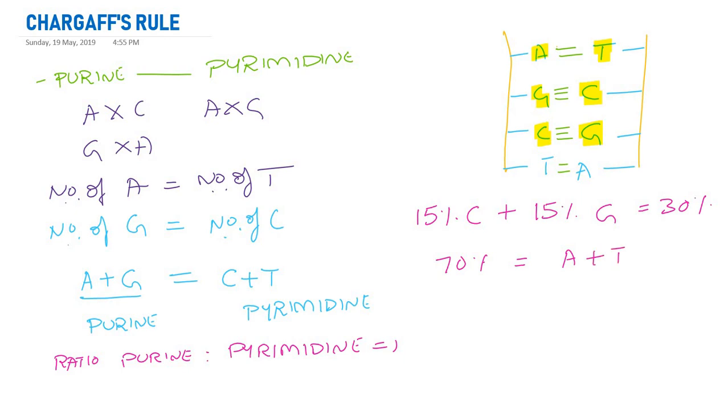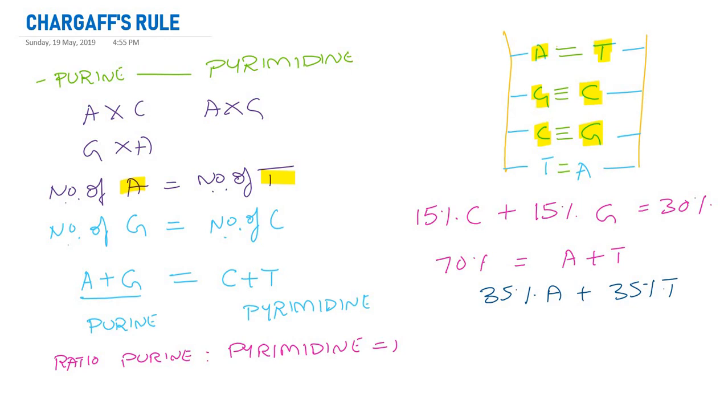We know that the number of A is equal to the number of T. That means 35% will be A and another 35% will be T. This is according to Chargaff's rule. Because of complementary base pairing and hydrogen bonds, the number of adenine should always equal the number of thymine.